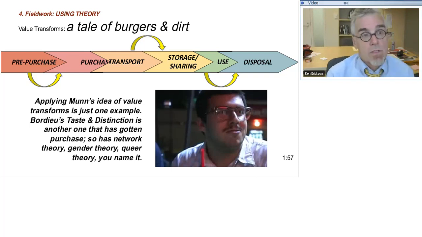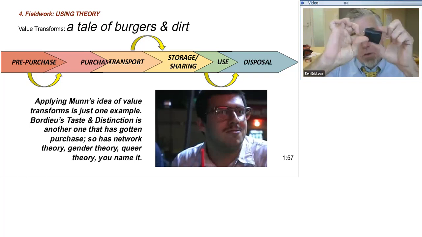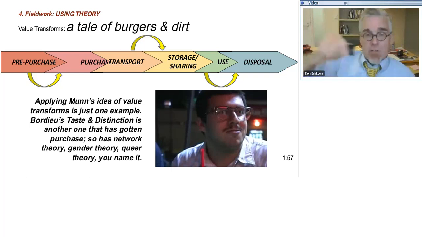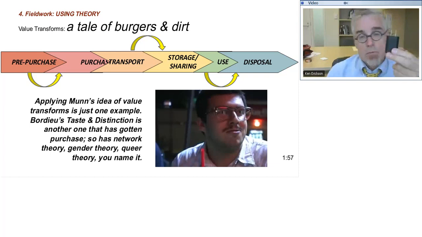One of them is this Nancy Munn kind of idea that an object, any object, right? Any object that's been part of an exchange system, its value transforms through exchange. Exchange is the action through which new meanings are applied to this object.